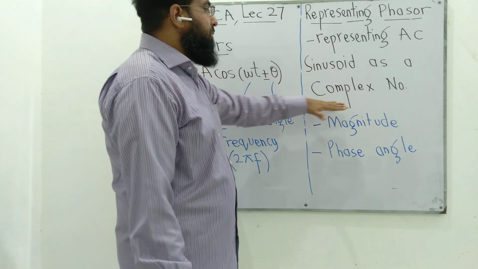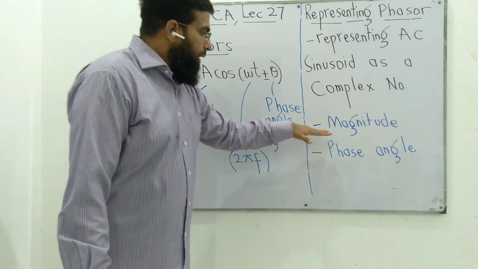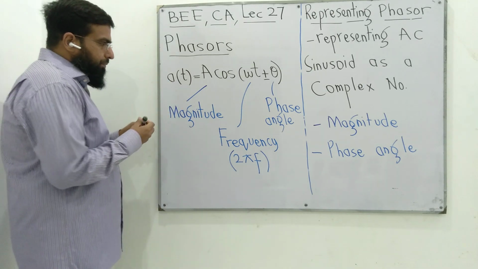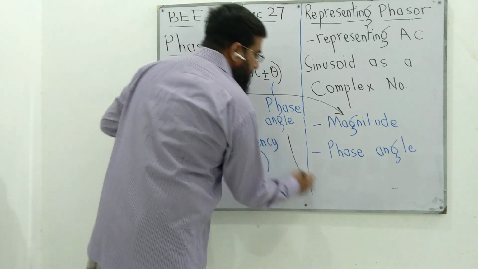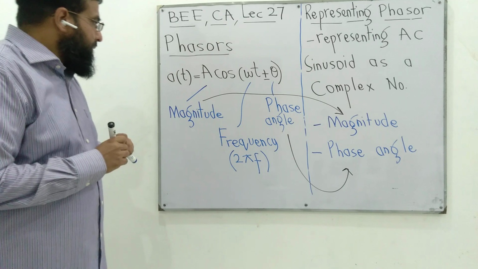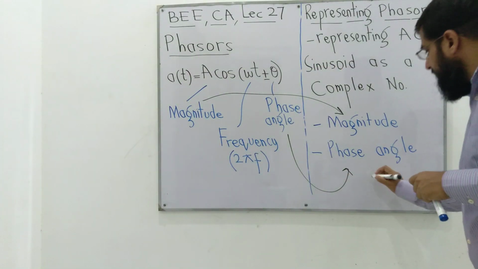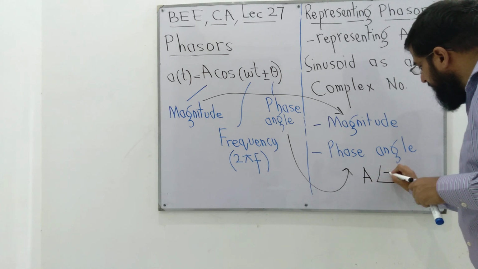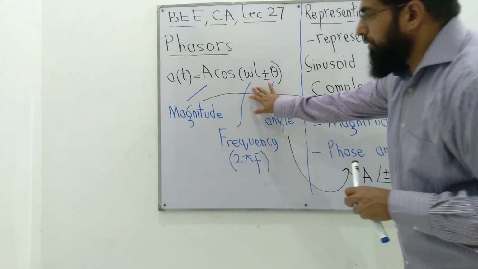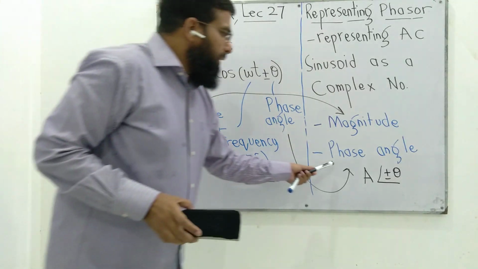We represent this AC quantity in the form of a complex number, and we call it a phasor. A phasor neglects this angular frequency term. It involves only the magnitude term and the phase angle term, and is represented as a polar type complex number. So this is A at an angle of, for example, plus or minus theta. We can represent A of t as A at an angle of plus or minus theta. So this is how we represent this AC quantity, a sinusoidal signal, as a complex number in its polar representation.